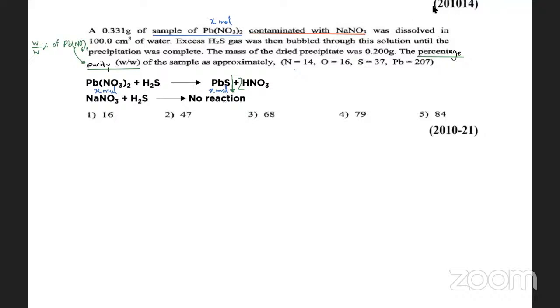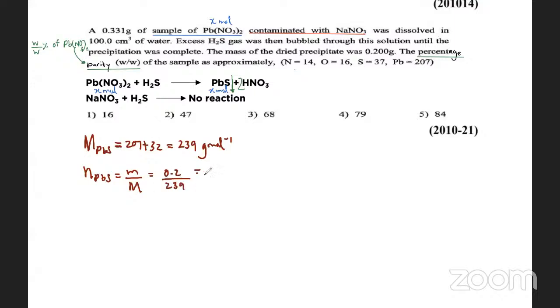First of all, we have to find out the number of moles of lead sulfide. For that, I need the molar mass of lead sulfide. What is the molar mass of lead sulfide, people? 207 plus 32, 239. 239 gram per mole. Then the number of moles of lead sulfide. What should I do? Mass is given, divided by molar mass. Mass 0.2, molar mass 239.